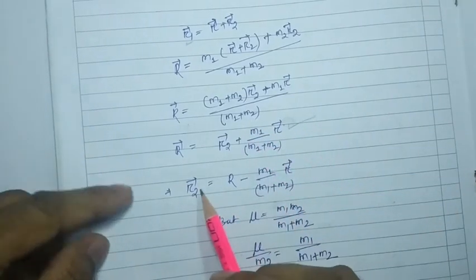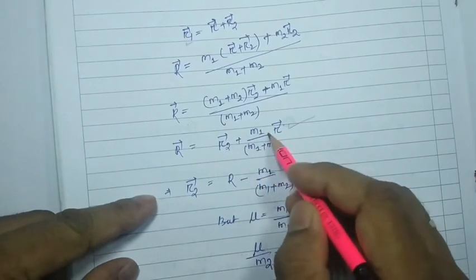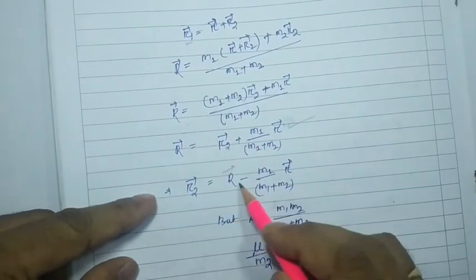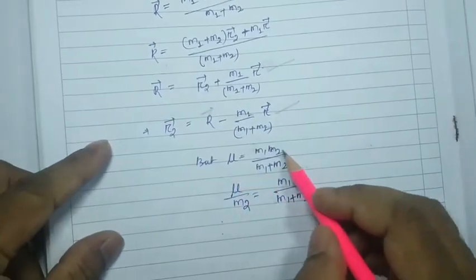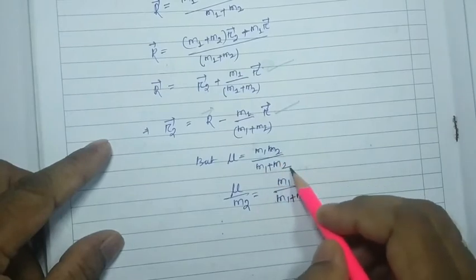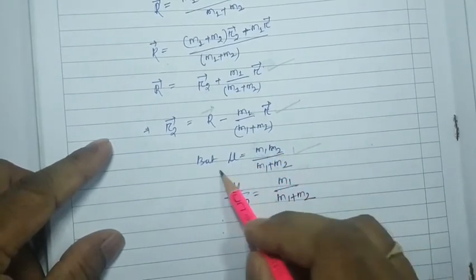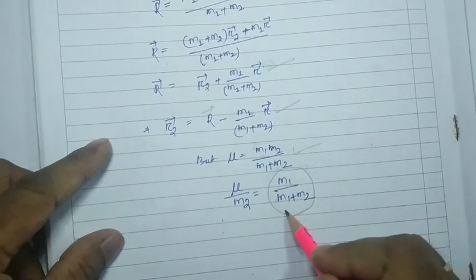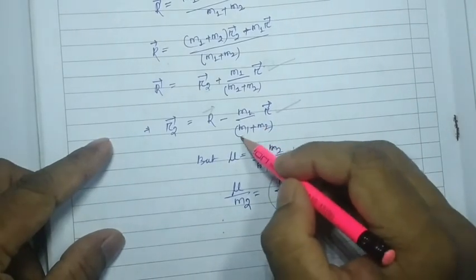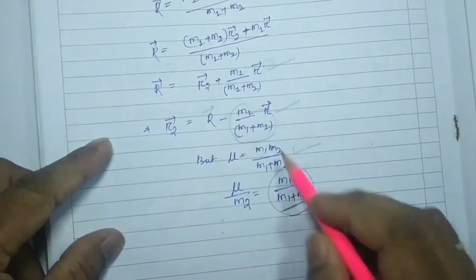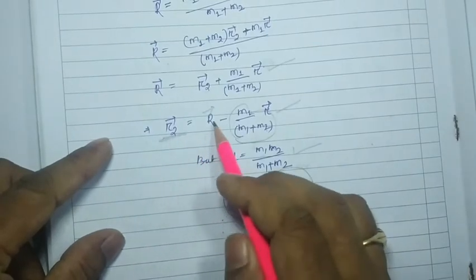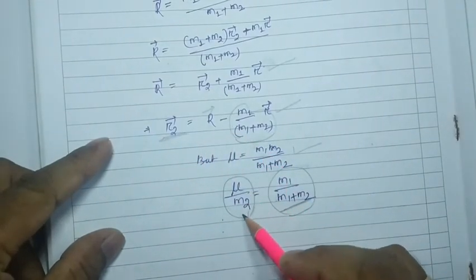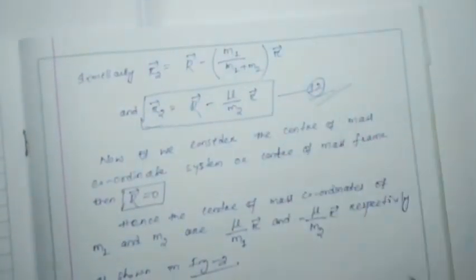Correct. Now r2 will be, this term will be moved this side, it will be R vector minus m1 by m1 plus m2 r. But we know that mu is m1 into m2 by m1 plus m2, right? So mu by m2 will be m1 by m1 plus m2. So m1 by m1 plus m2 is nothing but mu by m2. Hence r2 will be equal to R minus mu by m2 r, small r, whatever is written over here. Let this be your equation number 12.